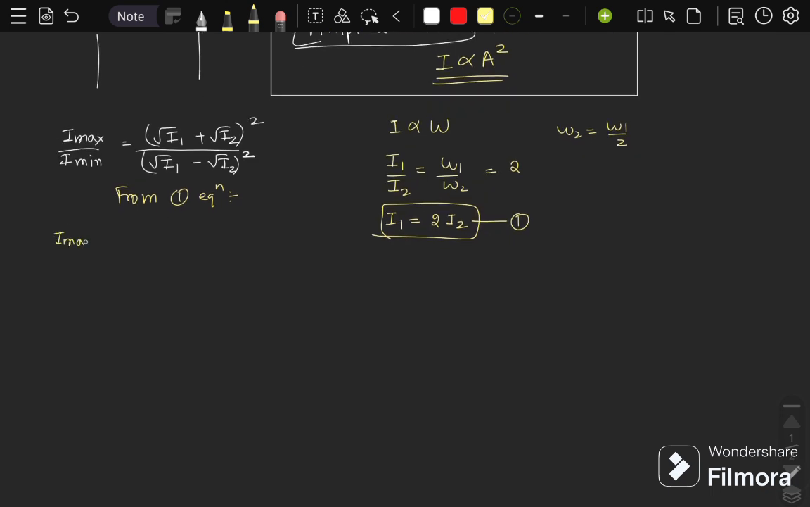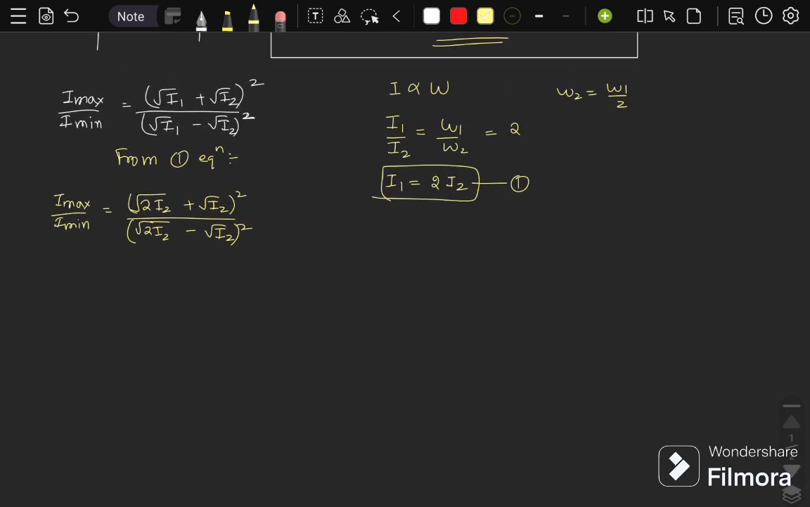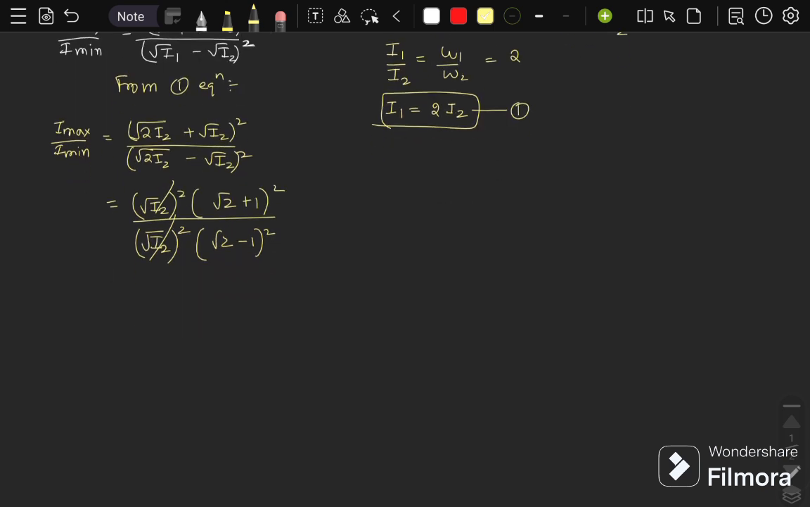So from the first equation we can substitute I1 as 2 I2. So we get I max by I minimum equals root 2I2 plus root I2 the whole square divided by root 2I2 minus root I2 again the whole square. From this we can take root I2 square common. If I take this common, what I get is root 2 plus 1 the whole square. Similarly, if I take root I2 common, I will get root 2 minus 1 the whole square. This both gets cancelled out.